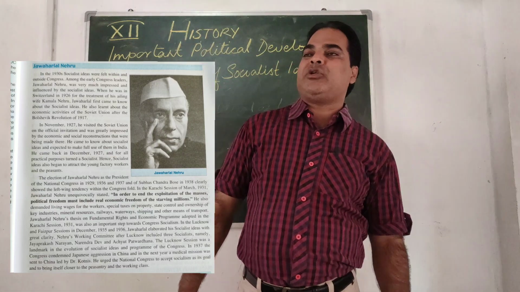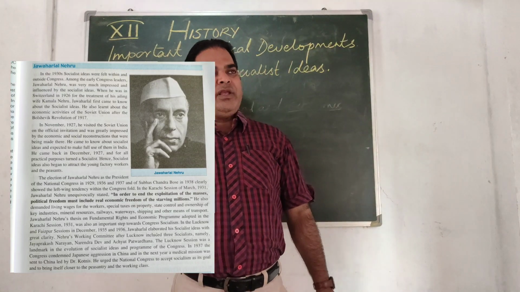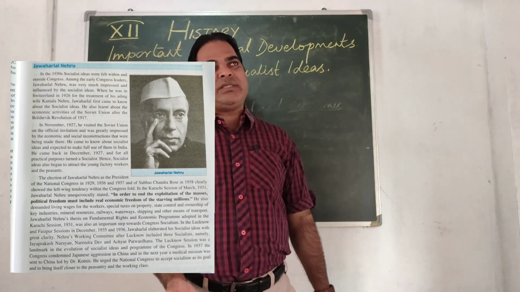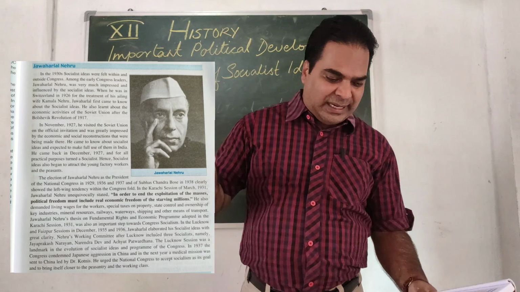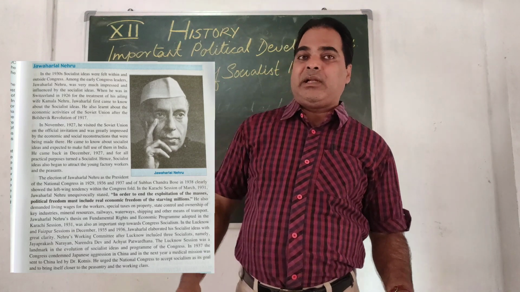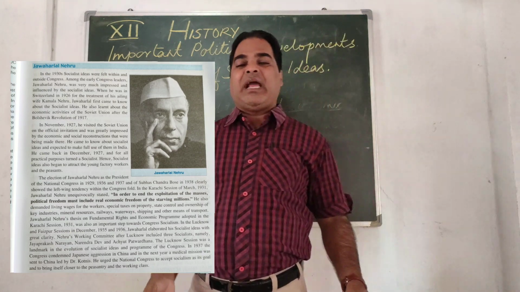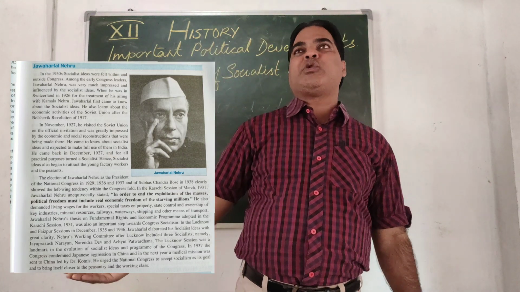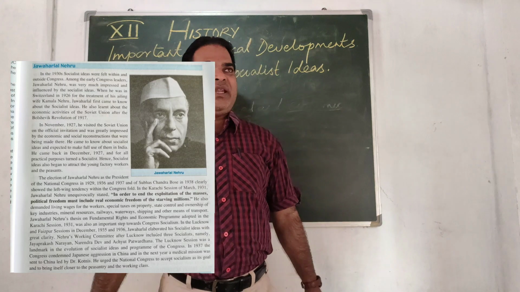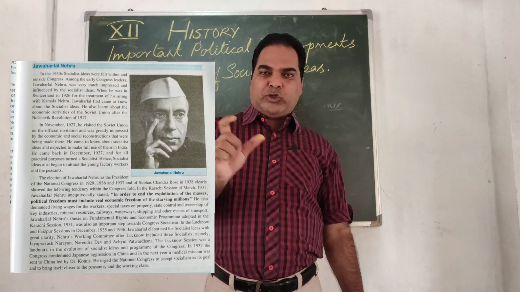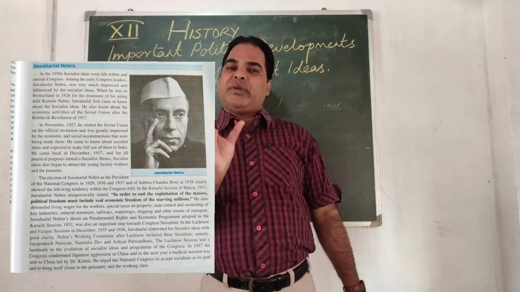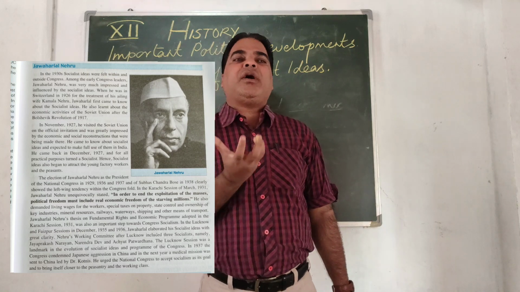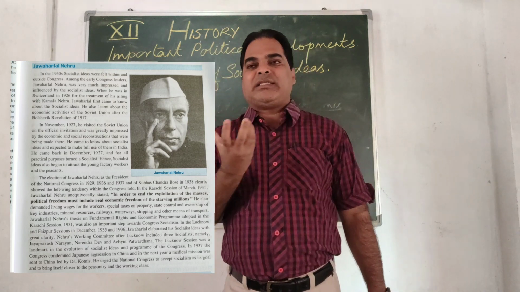Then there were the elections of the president of the Indian National Congress; every year elections to the Indian National Congress were held. Jawaharlal Nehru was elected in 1929, in 1936, and in 1937, and in 1938 Subhash Chandra Bose was elected as the president of the Indian National Congress. Here there should not be confusion regarding the president I am talking about: the president of the Indian National Congress.